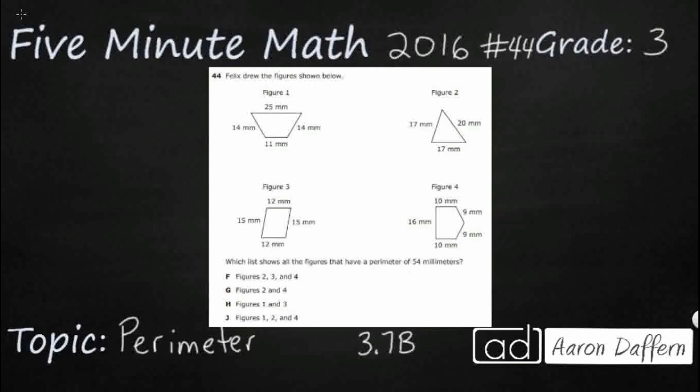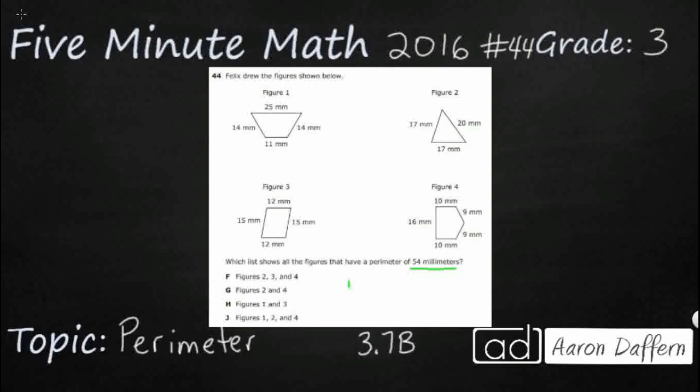So it looks like we have a fairly straightforward problem. Felix drew 4 figures here, and we need to find the list that shows how many of these figures have a perimeter of 54 millimeters. Now the only tricky part is at least it's more than one. If you take a look at your answer selection, G and H each have 2 different figures listed, and F and J each have 3.